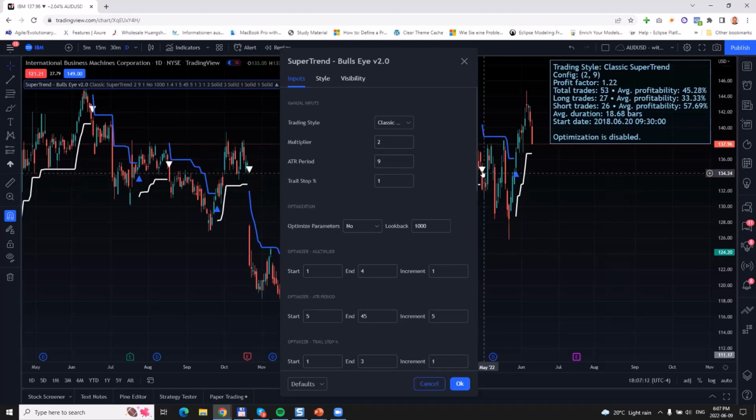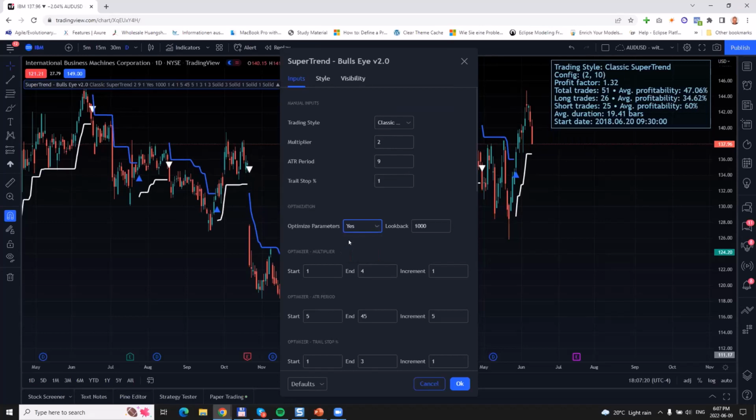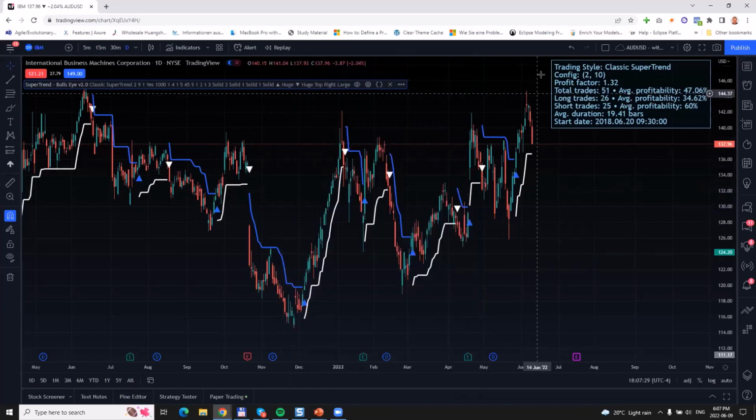In order to enable this feature, simply go down in the parameters to optimize parameters and change this value to yes. As soon as you do this, Super Trend Bullseye will automatically find the best settings for multiplier and ATR period. You can see now here that under configuration, a value of 2 and a value of 10 is listed. Basically, this means that the optimal settings for this symbol, IBM on the daily time frame, is a multiplier of 2 and an ATR period of 10.